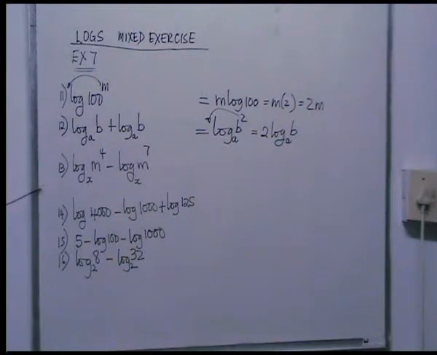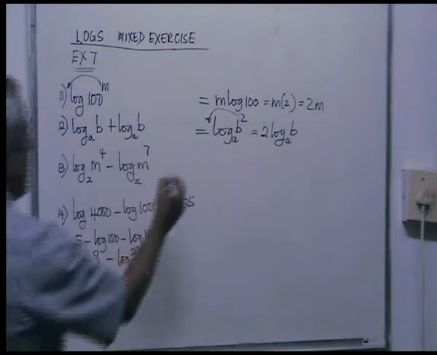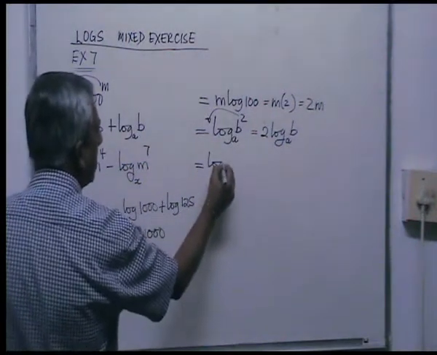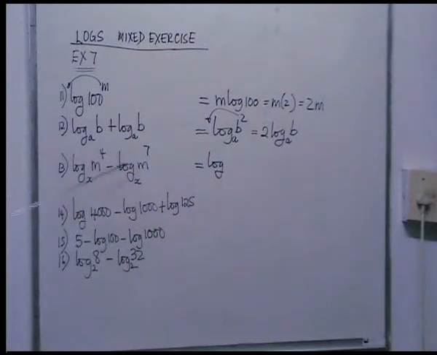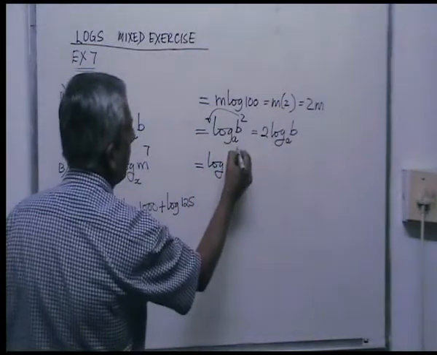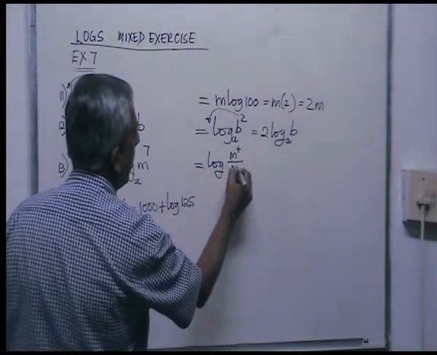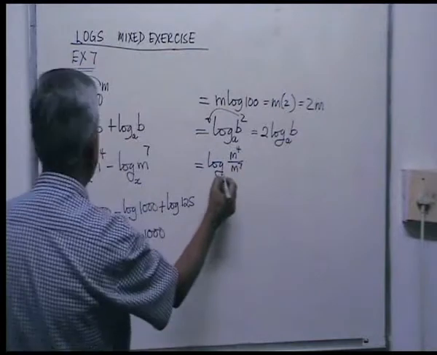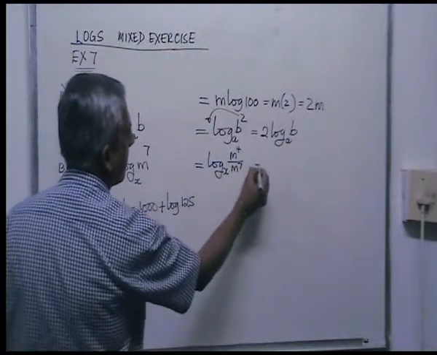Number 13. Well, let's see. We've got a minus and we've got the bases exactly the same. Therefore, I can use the quotient law. So the answer will be log of m to the 4 divided by m to the 7, and the base is x.